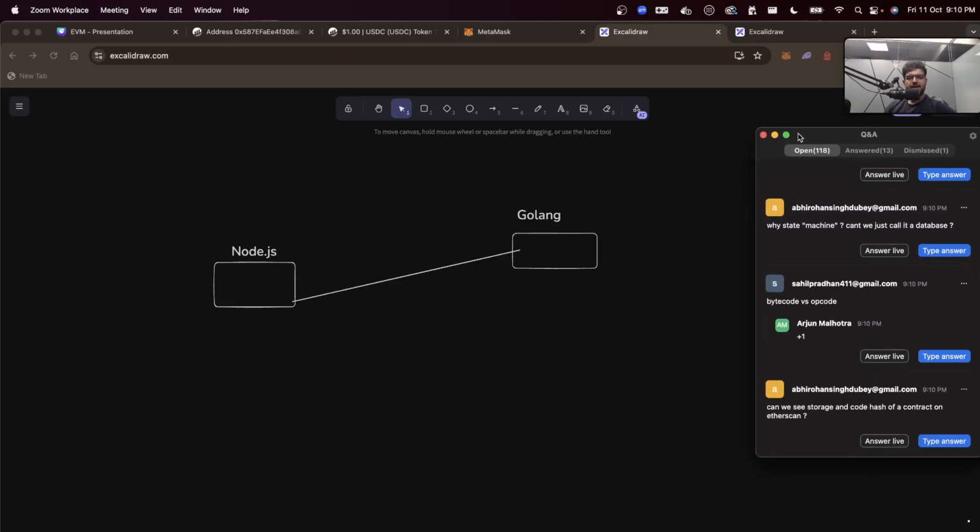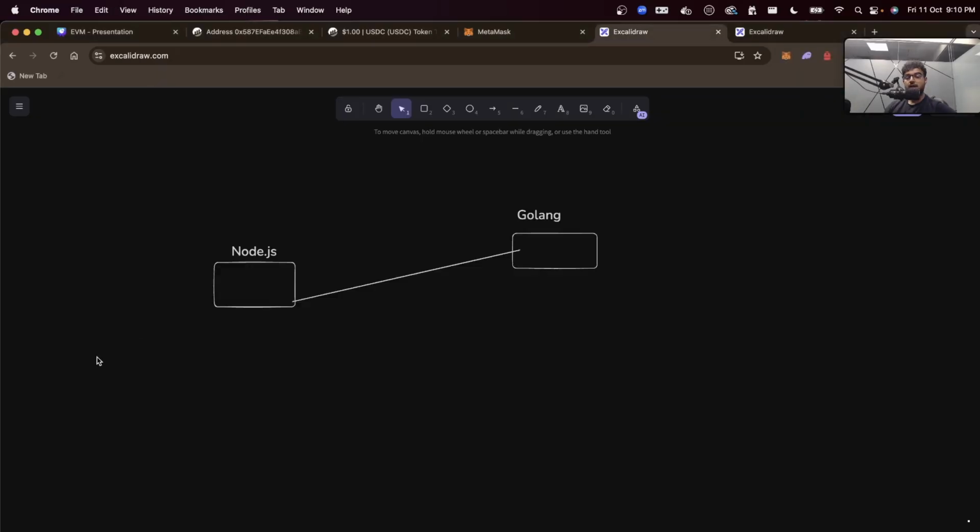Why is it called state machine? Why can't we call it a database? A database is not a state machine. That is why. A database is not a state machine. Beautiful question.